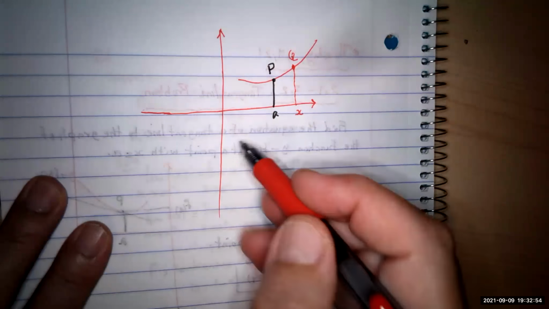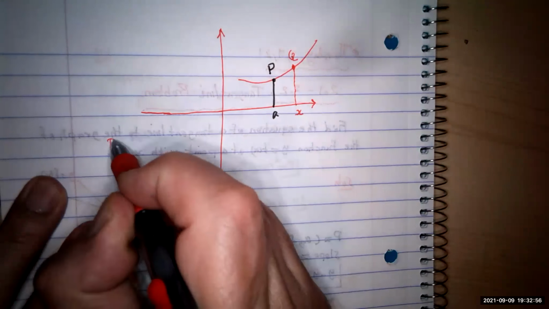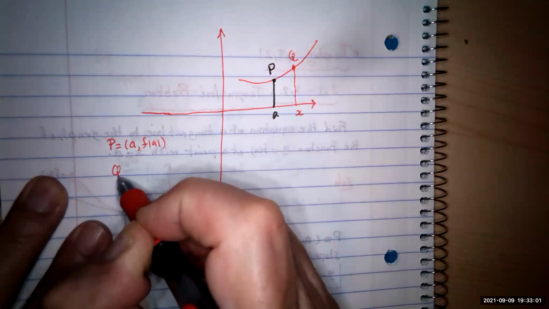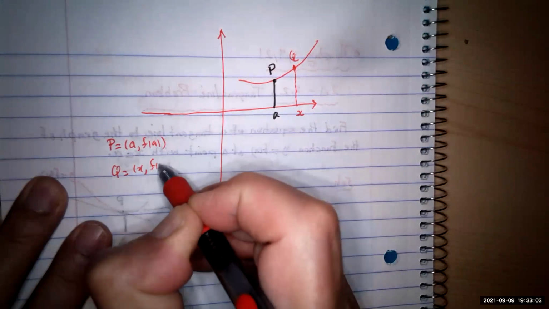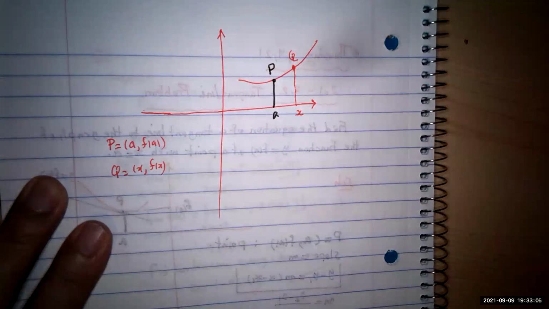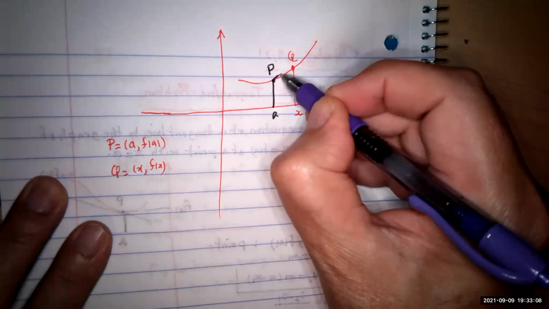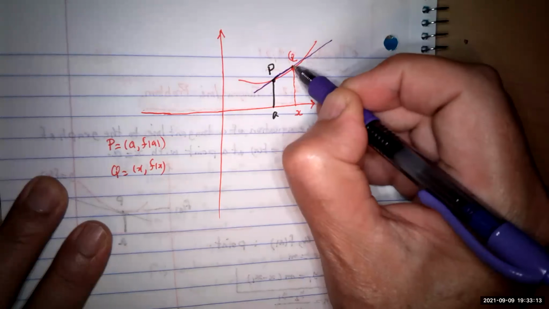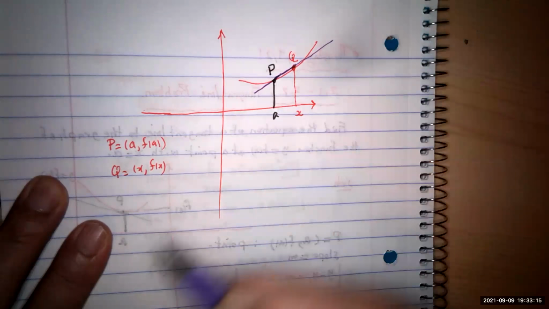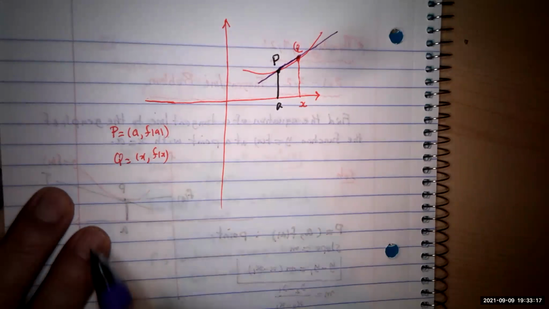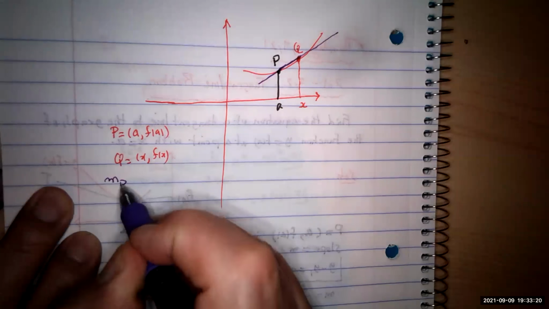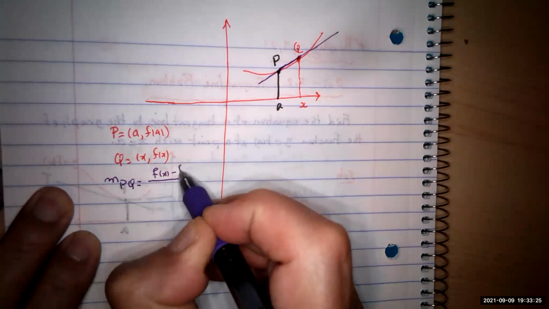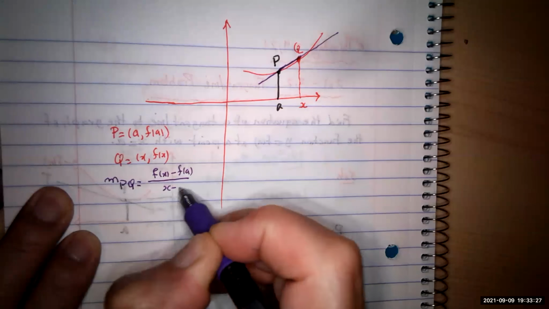Okay, so now we got those 2 points that I talk about. So I have the point P, which is going to be A and F of A. And I have the point Q, which is going to be X and F of X, okay? So I can connect them together. That give me a secant. Okay, that's one. I connect these two together. So that gives you a line that intersect the graph at 2 points. So that's going to be your secant line. So the slope of the MPQ is going to be F of X minus F of A over X minus A.